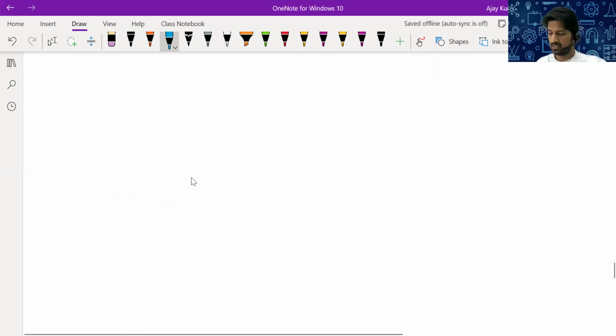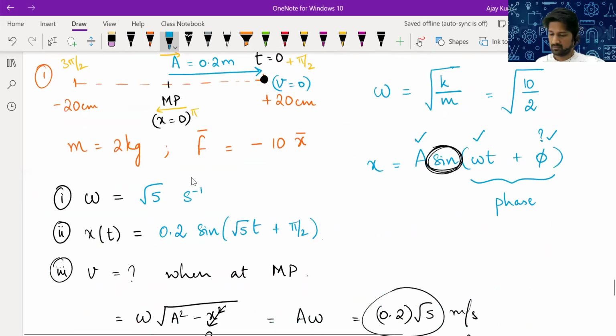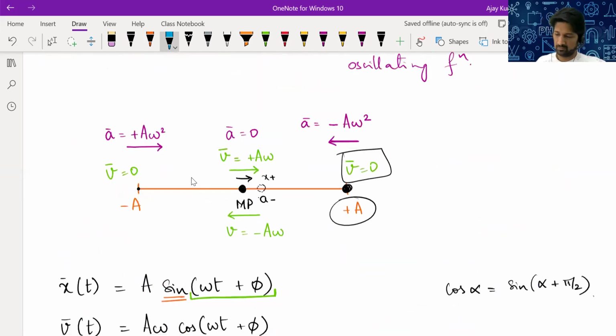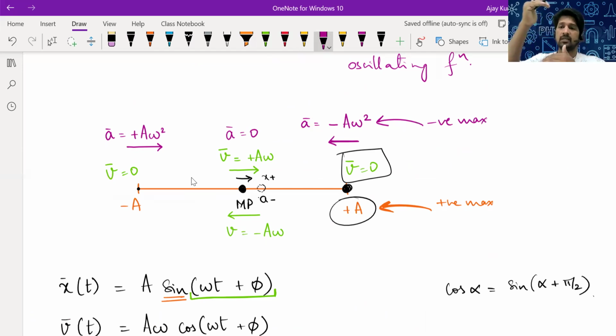Now, how do we relate this to displacement and acceleration? When the particle is at positive extreme, displacement is plus A. But look at acceleration. Acceleration is minus A omega square. So when displacement is positive maximum, acceleration is negative maximum. That is what we mean by having a phase difference of pi. They do the exact opposite things. Both will reach extreme positions, but when one is at positive extreme, the other is at negative extreme. When one is at negative extreme, the other will be at positive extreme. They'll be oscillating in the exact opposite manner. That is what we mean by having a phase difference of pi.